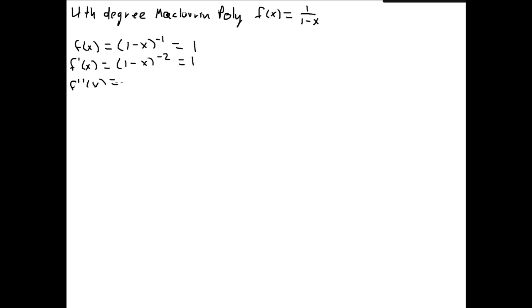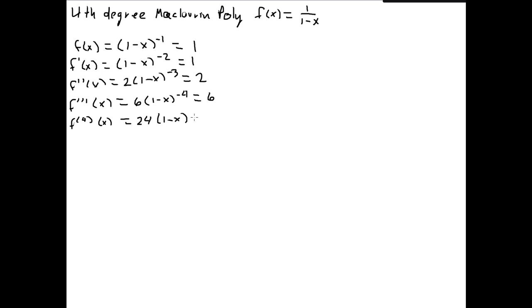The second derivative is going to be 2 times 1 minus x to the negative 3. If we evaluate that at 0, of course, we get 2. The third derivative is going to be negative 6, but we're going to multiply by negative 1 again from the chain rule on the inside. So we get 6 times 1 minus x to the negative 4. Evaluated at 0 that will be 6. And finally, the fourth derivative will be 24 times 1 minus x, and evaluated at 0 will be 24.